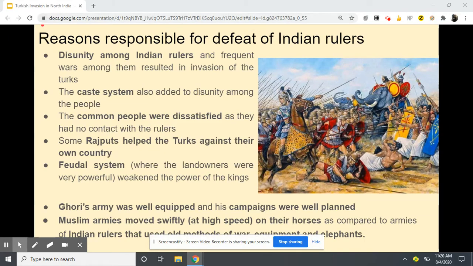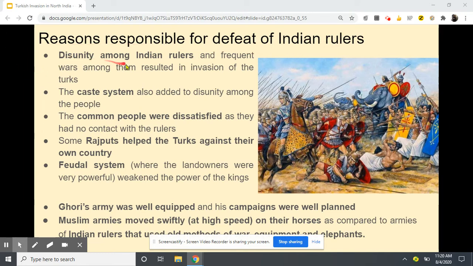Hello students. Today we will see the reasons that were responsible for the defeat of Indian rulers. Till now we have seen that the Turks were able to enter into our Indian territories, defeat the Indian rulers and get hold of various territories of India. So let's see what were the reasons responsible for the defeat of Indian rulers.